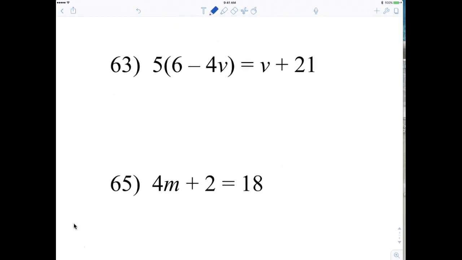All right, so let's practice this. I'm going to distribute the 5, right? So this is going to be 30 minus 20v equals v plus 21. I would prefer that the variable be positive, so I'm going to move the negative 20v over, which makes it 21v. Then I'm going to subtract 21, so that makes it 9. Everybody happy with that explanation so far?